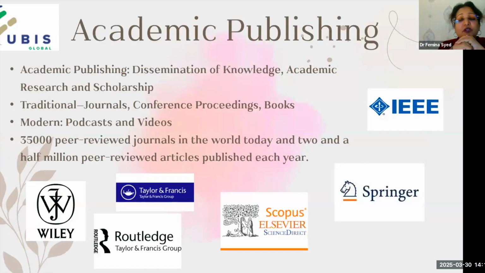Now, talking about academic publishing in the broadest of terms, we talk about dissemination of knowledge, academic research, and scholarship. There are traditional ways of publication such as journals, conference proceedings, and books, and there are modern ways of publication like podcasts and videos. What makes the difference between traditional and modern ways of publication is the peer review.